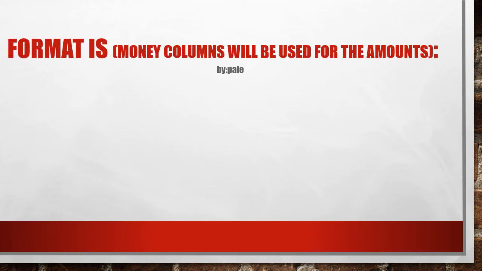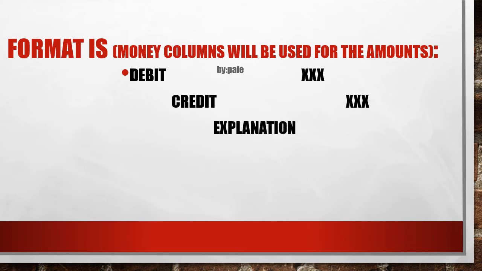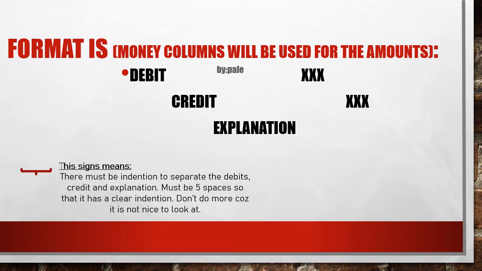So now, what we have been doing for the examples is actually the start of the debit and credit without the format. So how is the presentation of the entries being made? So write debit, then credit, then an explanation. But take note, I'm having a legend here. If you will see this sign, it means there must be indentation to separate the debits, credit, and explanation. Must be 5 spaces so that it has a clear indentation. Don't do more because it is not nice to look at.